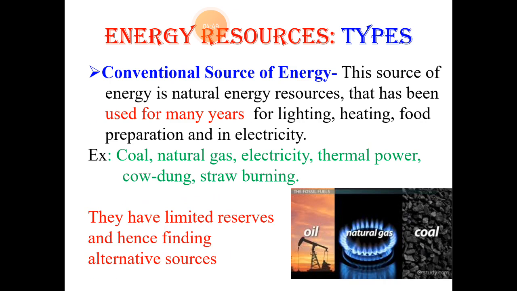Fine students, now we shall understand the first type, that is conventional type of energy resources. These are energy resources which are natural and are used for many years for the lighting and heating processes of households. Example, the fossil fuels, coal, natural gas, electricity, etc. They have very limited reserves.